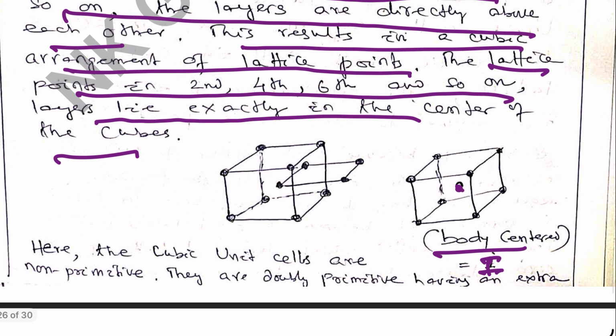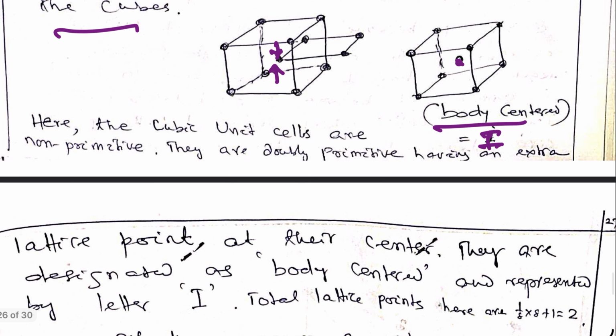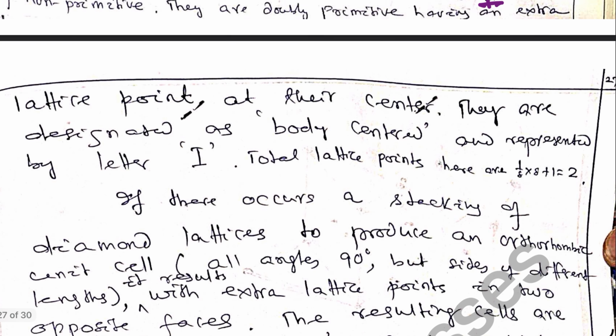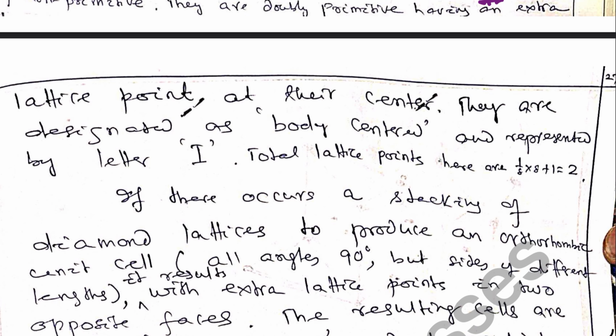So, if this is the type of arrangement, we have a layer halfway between these two. In this type of arrangement, we will get a body centered lattice. So here the contribution of the unit cell will be, the corners 1 unit plus the center 1 unit, that is 2 lattice points. In case of a body centered unit cell, there are 2 lattice points.